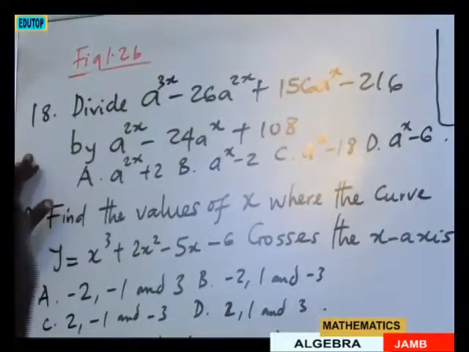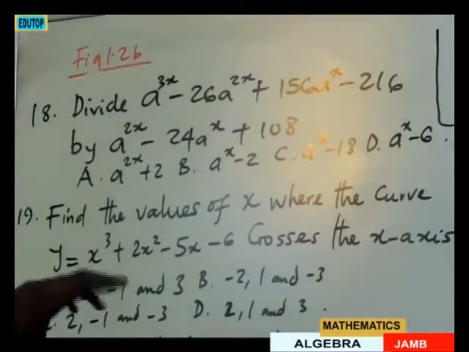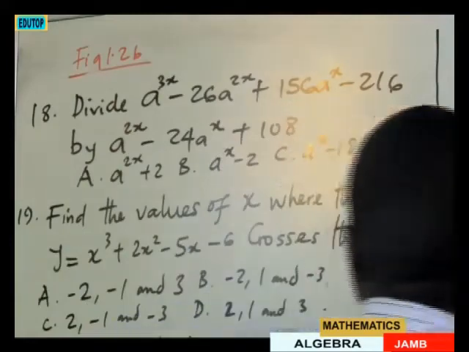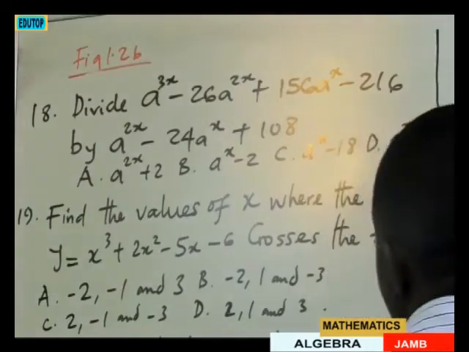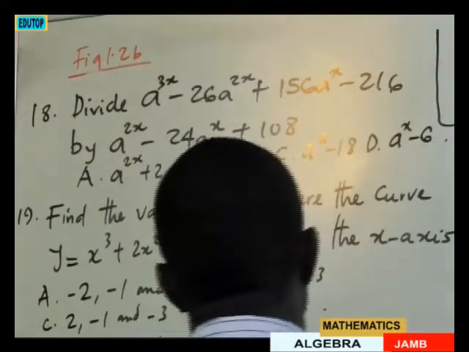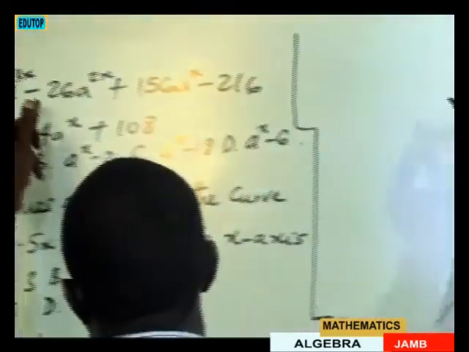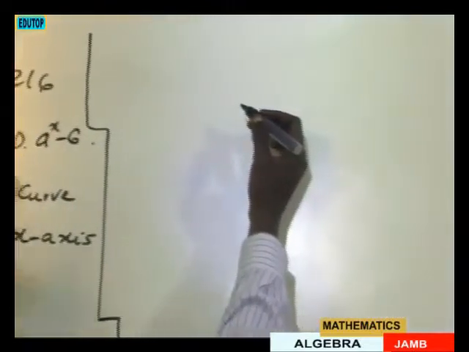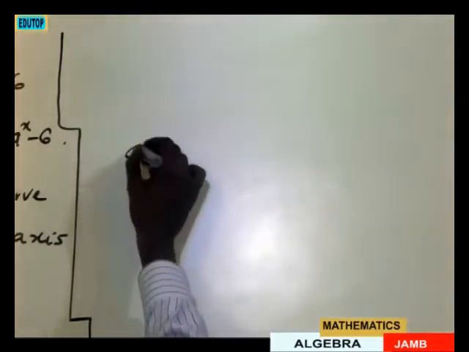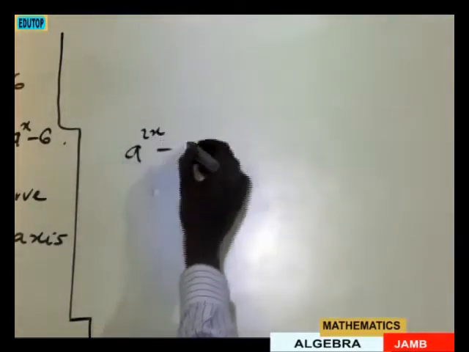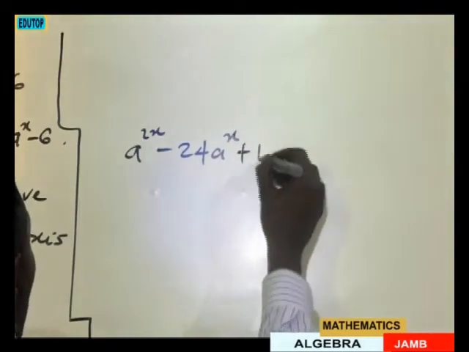Now, question 18. You have to divide by this. So this is also a polynomial. It's just that they try to use a kind of variables that can be confusing. So in this situation, we have to divide. So we'll resolve into long division method. The polynomial will be inside while the divisor will be outside. So where is the divisor? A raised to power 2x minus 24 a raised to power x plus 108.